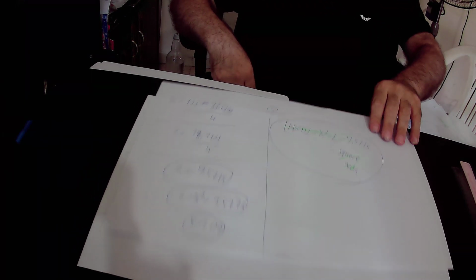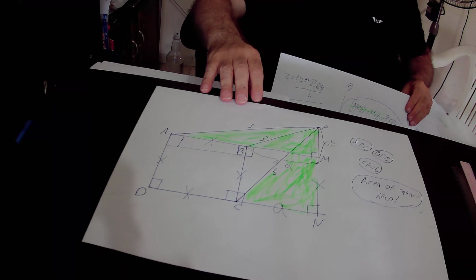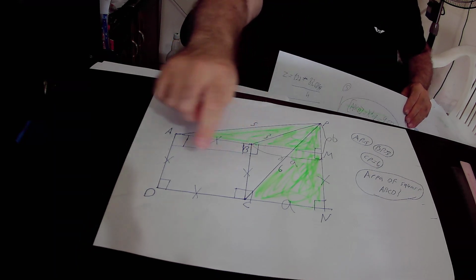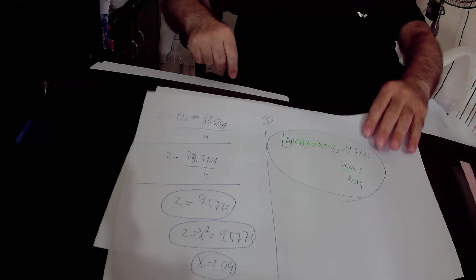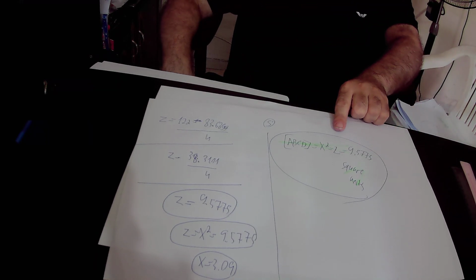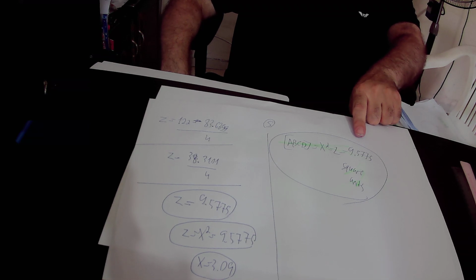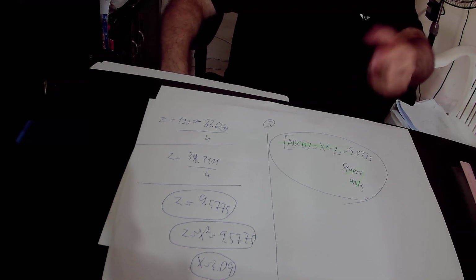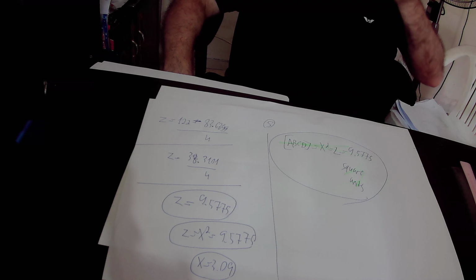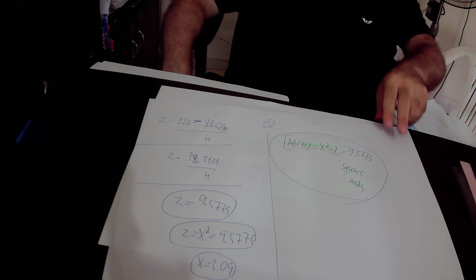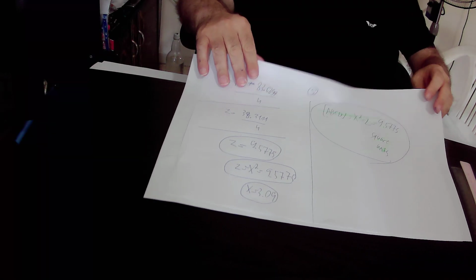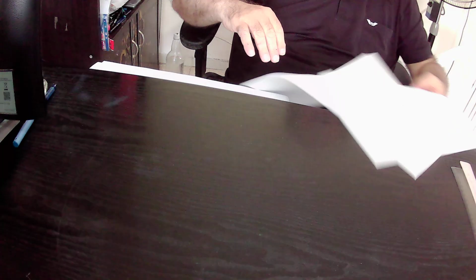So in conclusion, notice the area of square ABCD. The area of square ABCD is equal to x squared. But we just found out that x squared is equal to 9.5775 square units. So in conclusion, the area of square ABCD equals 9.5775 square units. We finished with the first question, then I presented to you the second question.